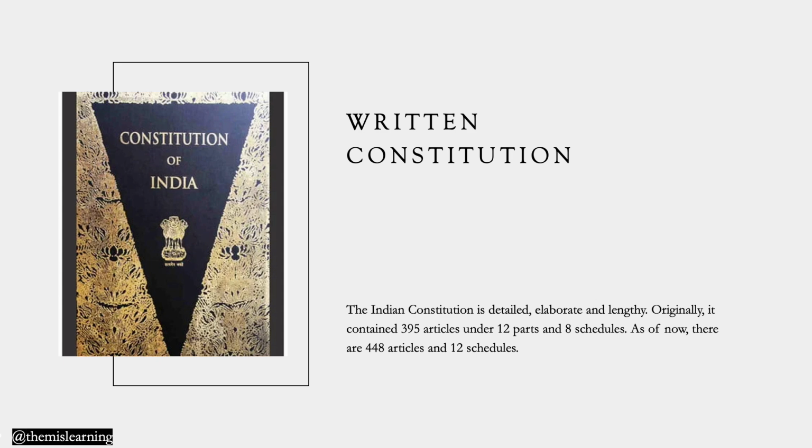The first distinctive feature that we will be discussing is the written constitution. The Indian constitution is detailed, elaborate, and lengthy. Originally, it contained 395 articles under 12 parts and 8 schedules. As of now, we have 448 articles and 12 schedules under the Indian Constitution.